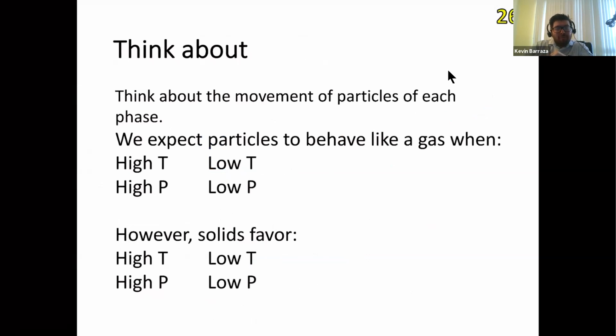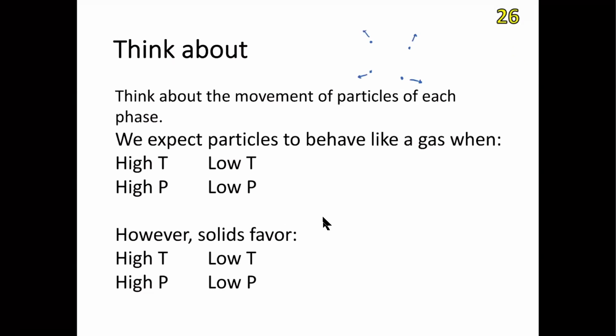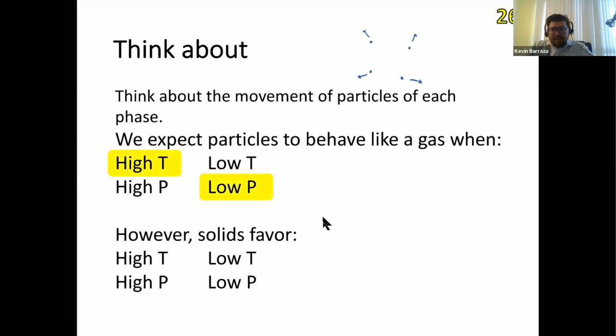So hopefully, from my description, we should be able to answer this question. Thinking about the movement of particles in each of the phases, we expect particles to behave like a gas when, and I have options, do we expect gases to be favorable in high temperature or low temperature, high pressure or low pressure? Again, thinking about what makes a gas happy, gases are really far apart. High temperature and low pressure. So yeah, exactly. High temperature, low pressure. So we expect substances to behave like gases under high temperature and low pressure conditions.